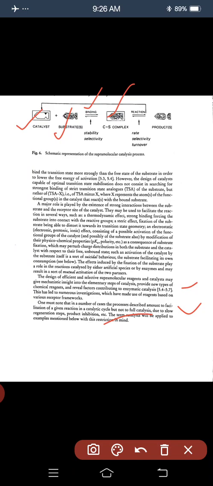One must note that a number of the processes described amount to facilitating a given reaction in a catalytic cycle, but not to full catalysis, due to the slow regeneration step and product inhibition. The term catalysis will be applied to the examples mentioned below with this restriction in mind.